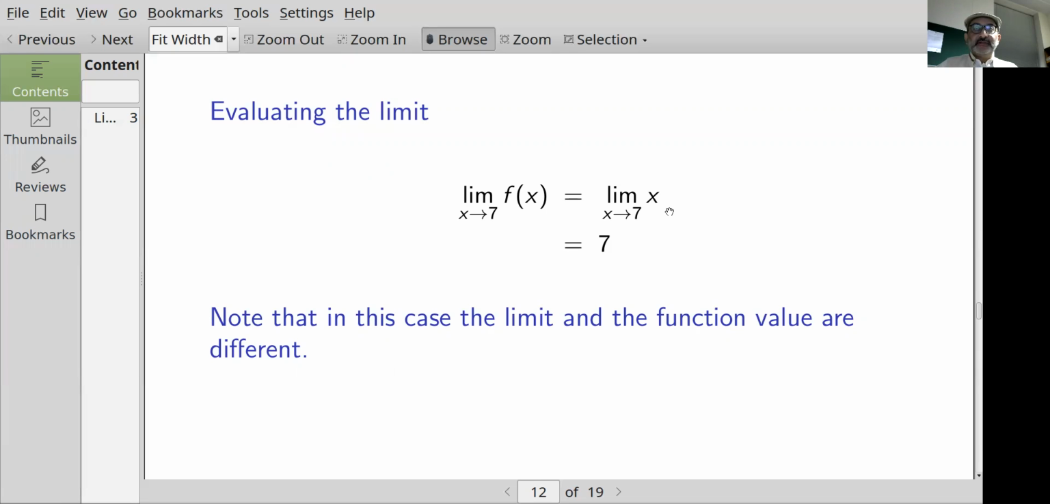Now, what does that say? That says, as x gets arbitrarily close to 7, what does x get arbitrarily close to? Oh, 7. Okay. So the function value is 5, but the limit value is 7. Okay, so the function value and the limit value are not always the same thing.